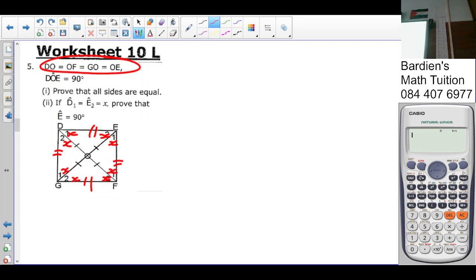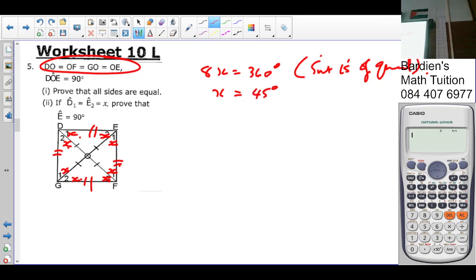So what can I say now? They are congruent triangles, so that's why all those angles are equal. So x plus x plus x plus x plus x plus x plus x plus x adds up to 360, the interior angles of a quad. So it's 2, 4, 6, 8, 8x is equal to 360. 360 divided by 8 is going to give you 45 degrees. So every angle is 45.